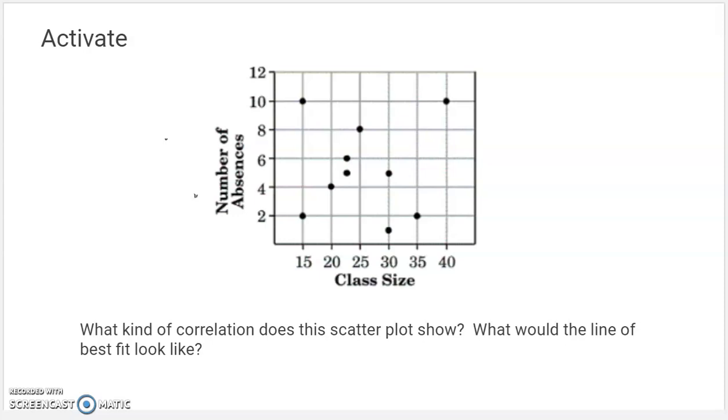Hey everybody, a little job for you before we get started today. Something to think about first. What kind of correlation do you see here? And what would the line of best fit look like? Pause here, decide that for yourself. You ready to go? Unpause.